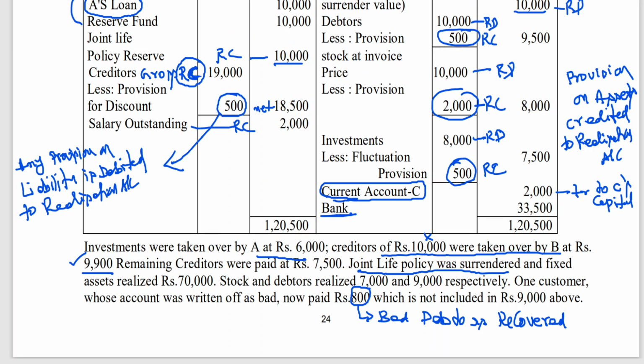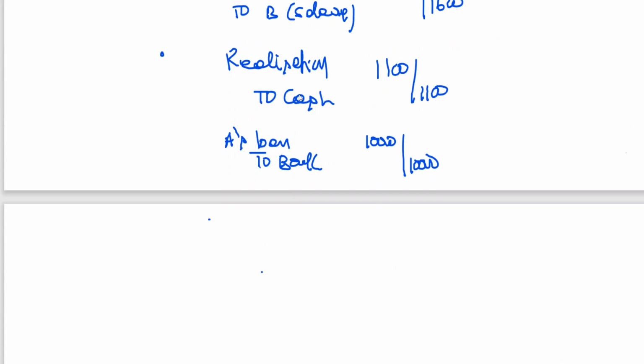One more entry I am writing here. A's loan account debtor. I think in the balance sheet they have given bank. So please remember, I need to use the word bank for all those things. I think I have written cash. Wherever I have written cash, you write bank, because in the balance sheet it is given as bank. A's loan paid. Before you make payment to partners, partner's loan will be paid.